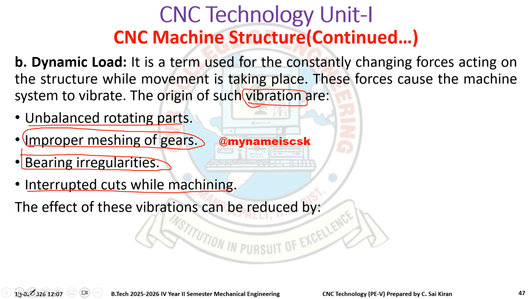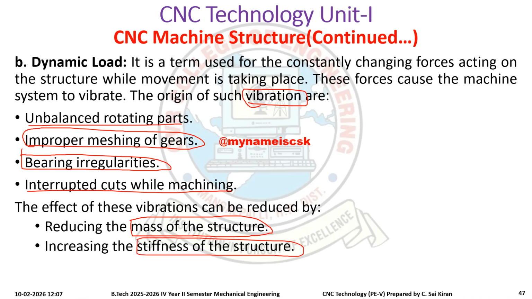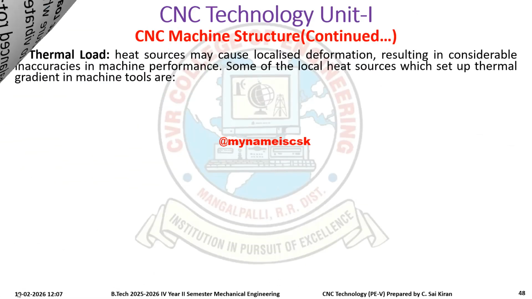Next, these vibrations can be reduced by increasing the mass of the structure. If we increase the weight of the structure, then it will absorb the extra vibration. Next, the stiffness of the structure should be increased. Next, we have to improve the damping properties. With improved damping properties, vibration is damped or absorbed by the material.